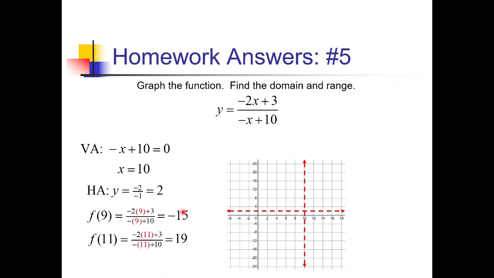So we've got 9, -15. So here's 9. Here is -15 right about there. And then we have 11, 19. Here's 11, and 19 is all the way up here near 20. So let me graph my lower left branch through that point, and graphing my upper right branch through the other point. Now for the domain, we have to leave out this vertical asymptote, so x cannot equal 10. For the range, we leave out our horizontal asymptote, so y does not equal 2.